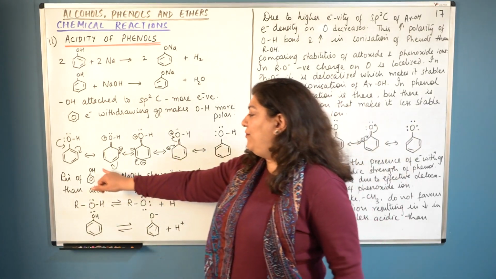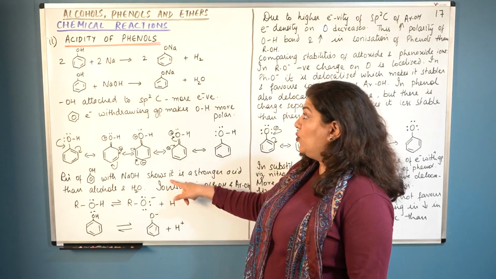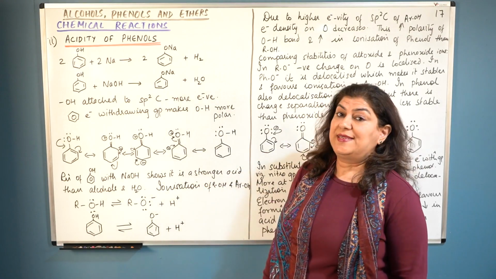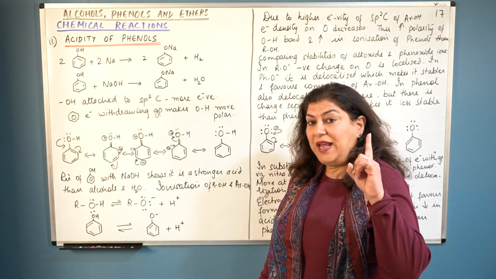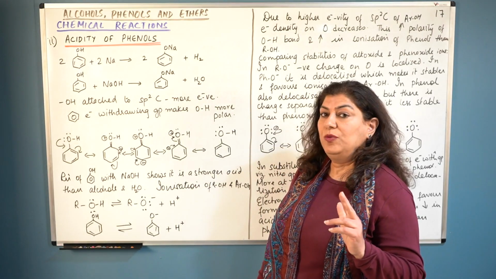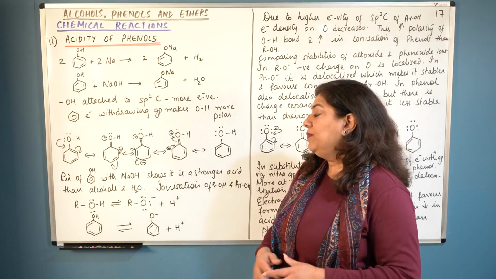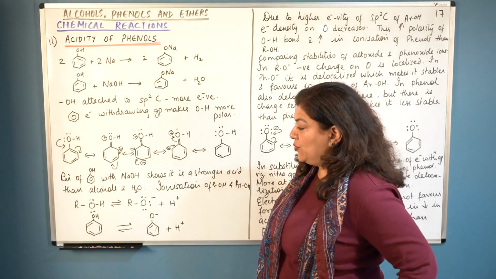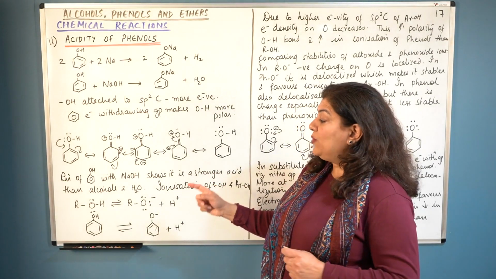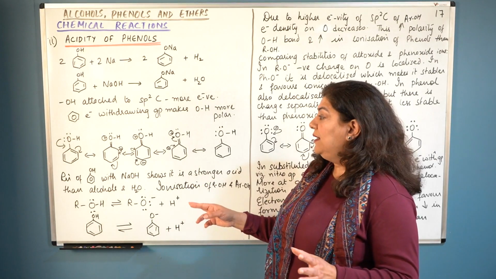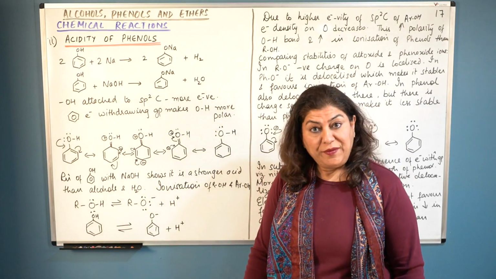So the reaction of phenol with sodium hydroxide shows that it is a stronger acid than alcohols and water. When I was discussing alcohols in the previous video, if you do not remember it, I would encourage you to move back and watch that video. But otherwise, let me just briefly explain it to you again. When the hydrogen is liberated, in the case of alcohols, you get an alkoxide ion. And in the case of phenols, you get a phenoxide ion, right?